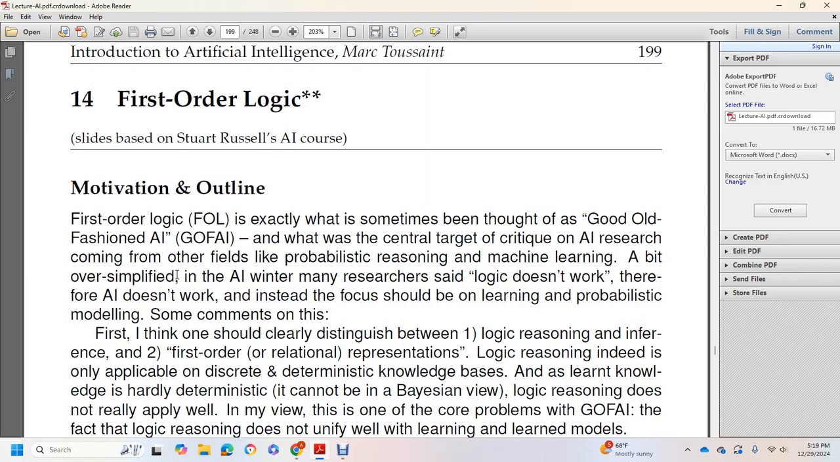First order logic is sometimes thought of as good old-fashioned AI, which was the central target of critique from the other field of AI research coming from the probabilistic and machine learning side. A bit oversimplified, but the AI winter made researchers decide logic doesn't work, therefore AI doesn't work. Instead, the focus should be learning and probabilistic modeling.